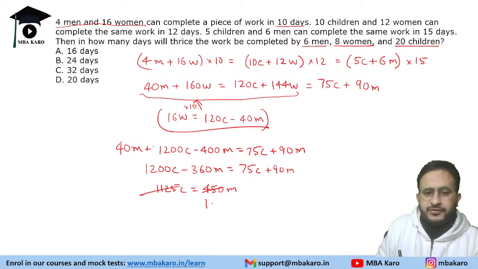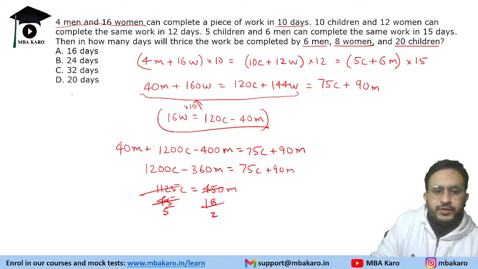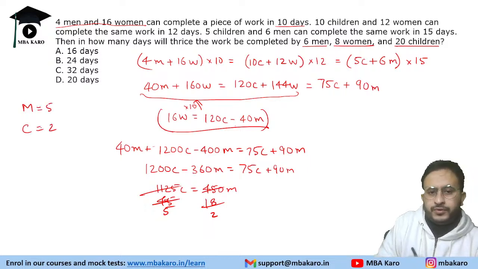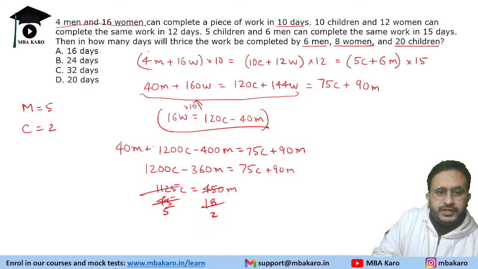1125 divided by that will be 18, and 45, that is 5 and 2, right? So 5 children is equal to 2 men. So men efficiency is 5, children efficiency will be 2, right? So we can put it in any of these equations.